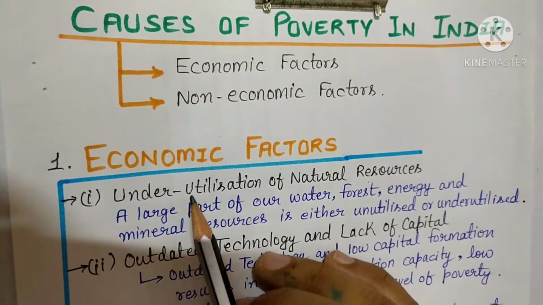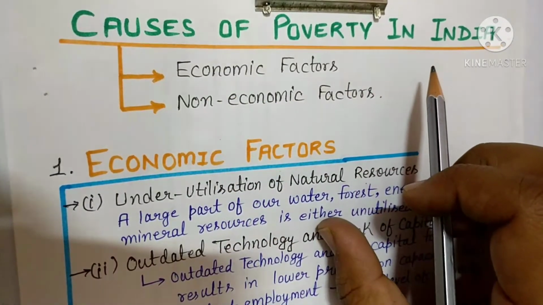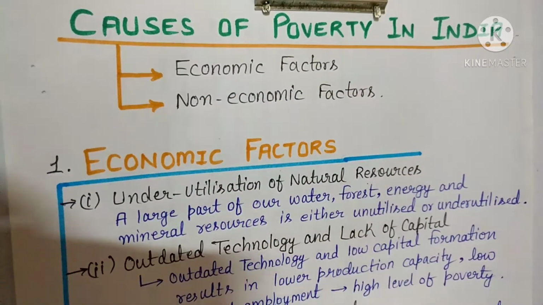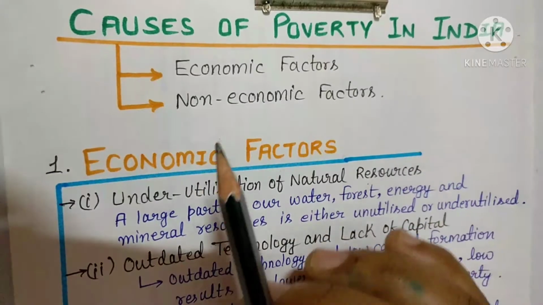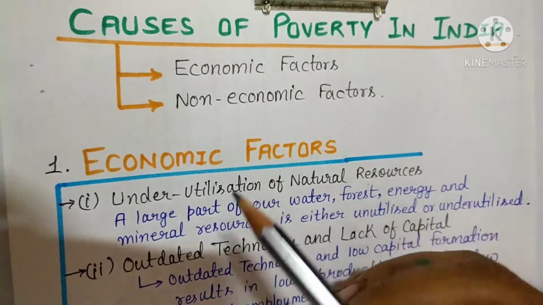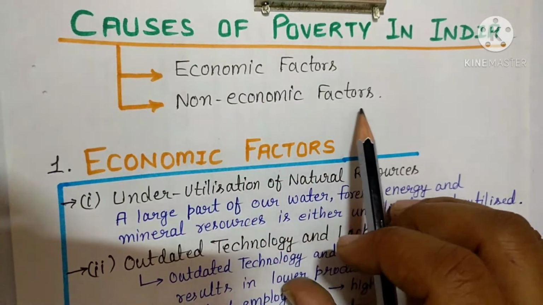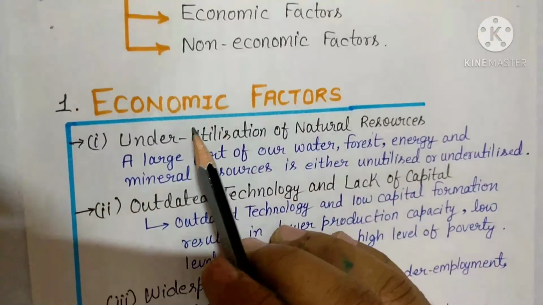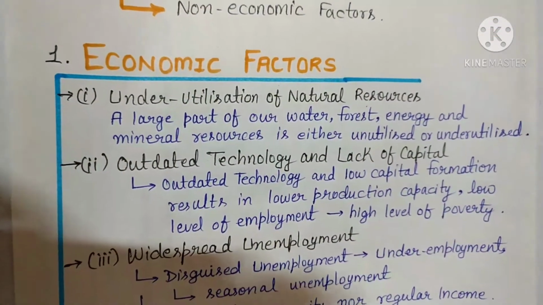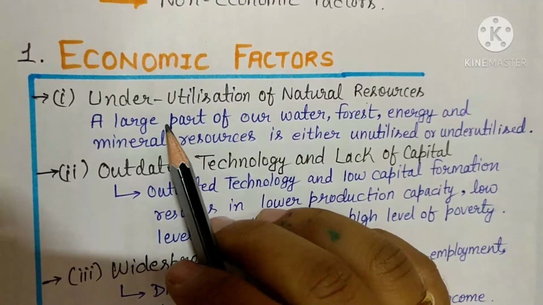Now we are moving towards the very important topic of this chapter, that is causes of poverty in India. Why is this poverty spread in India? What are the causes? There are mainly two categories in which we have classified the reasons: economic factors and non-economic factors. So first we will talk about economic factors.